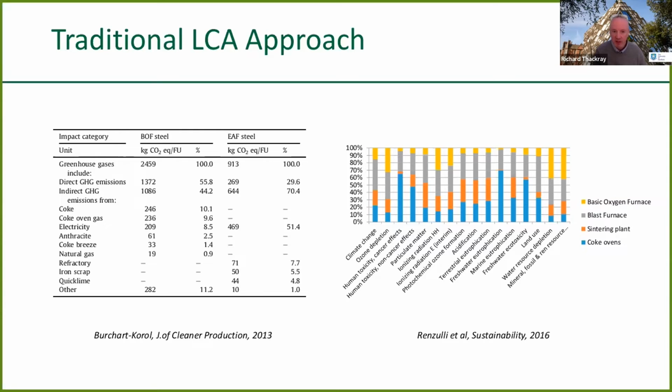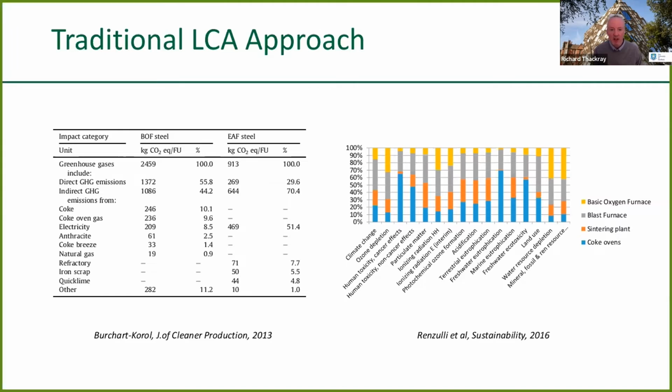And again, it was really nice to hear Jeff Brooks yesterday in his keynote, if you like, calling for a more granular and a more sophisticated LCA comparison of BOF and electric arc furnace steel. That was nice to hear, and I agree with Jeff.